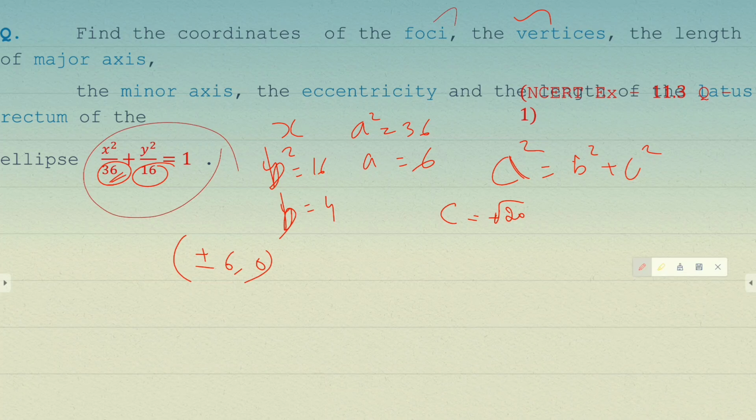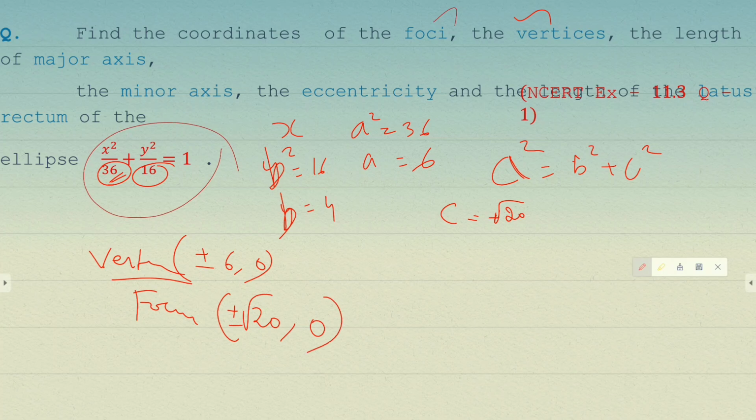Yeah, this is vertex. What is focus? Root 20, plus or minus root 20 comma 0. Plus or minus root 20 comma 0. This is focus. So focus we got, vertex we got, what of the major axis?